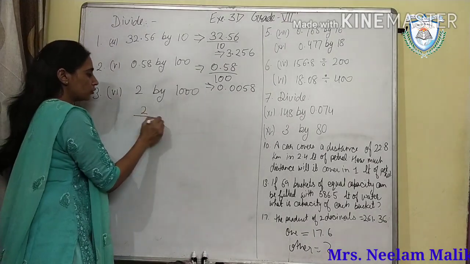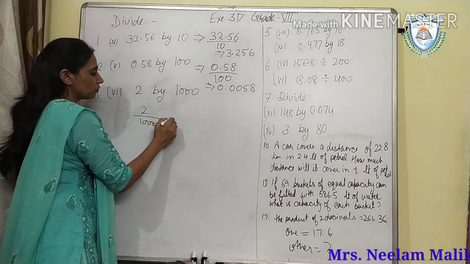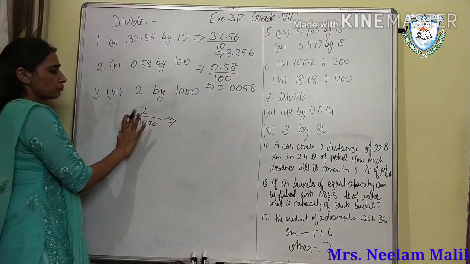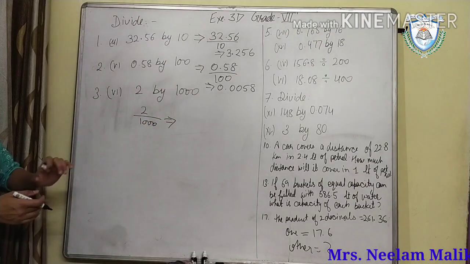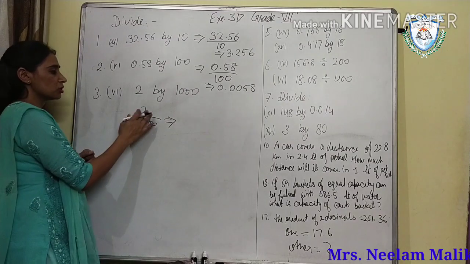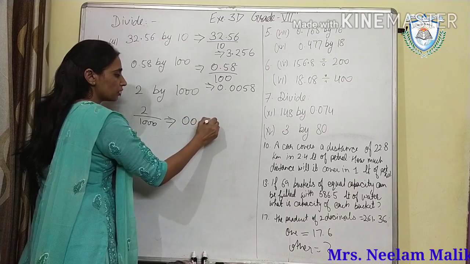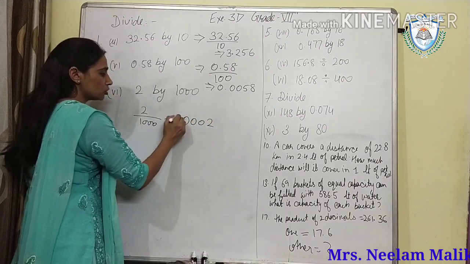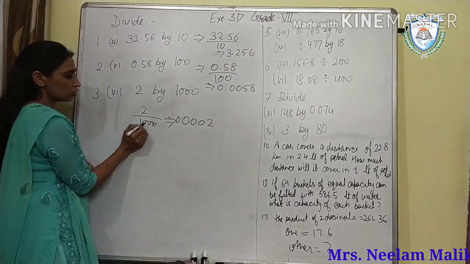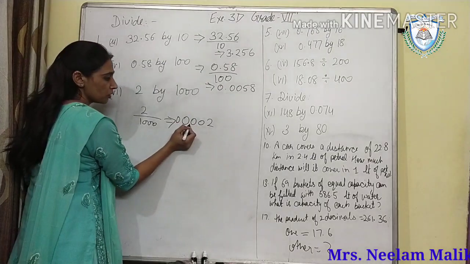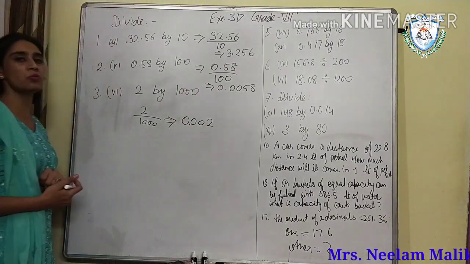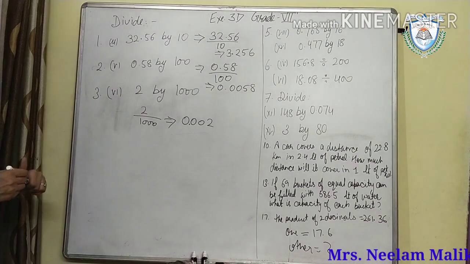Now 2 divided by 1000. We have to divide 2 by 1000. When the decimal is not given, the decimal is at the end of that number. So this is 2 point something. So it will be 0, 0, 0, and you can write 2 here, one more 0. So 1, 2, 3. So what is our answer? Our answer is 0.002.